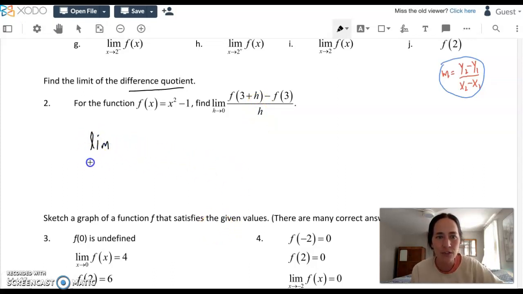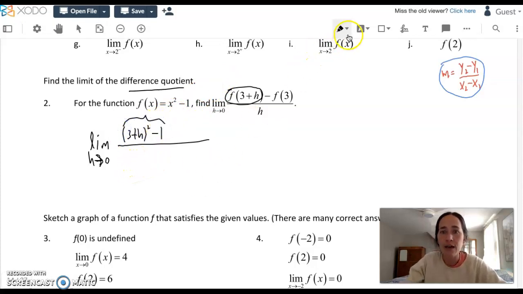Limit as h approaches 0. We should be able to evaluate both parts of this. f of 3 plus h, that means go to this function. Everywhere you see x, plug in a 3 plus h. So it's (3 plus h) squared minus 1. That is f of 3 plus h. What's f of 3? That's a question you've been asked since you first learned about functions. Evaluate this expression at 3. So minus, what's it going to be? 3 squared minus 1 gives you 9 minus 1, an 8. On the bottom, just a lonely h.